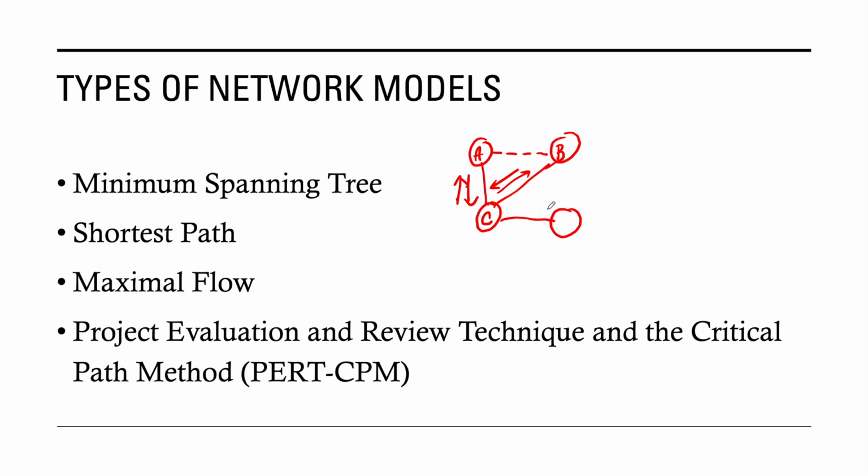So we'd like to look for a connection of all the nodes in such a way that the wires or the roads or the connections between all the nodes is minimized. Okay. Next, the next type of network model that we will be discussing is called the shortest path problem.